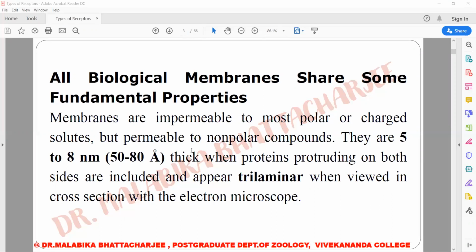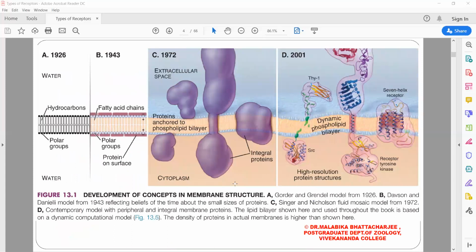And when proteins protrude out from the outer or the inner surface, they appear as trilaminar. Now let's get this concept. This is actually the development of the plasma membrane. The first model of plasma membrane was proposed in 1926 by Gorter and Grendel. Later on, it was further modified and proposed in 1943 by Davson and Danielli.